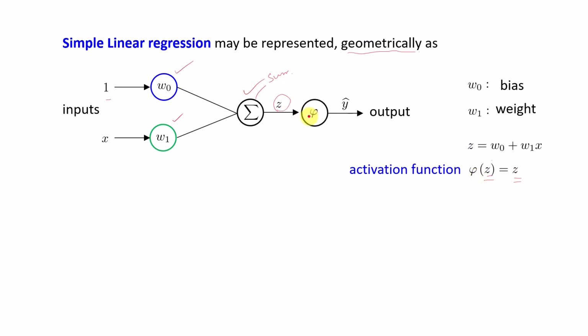We are using it here to generalize it, and later on we will see that this activation function can do many different changes it can bring in Z, but here it is not bringing any change. Whatever is coming in, it is just passing it through.